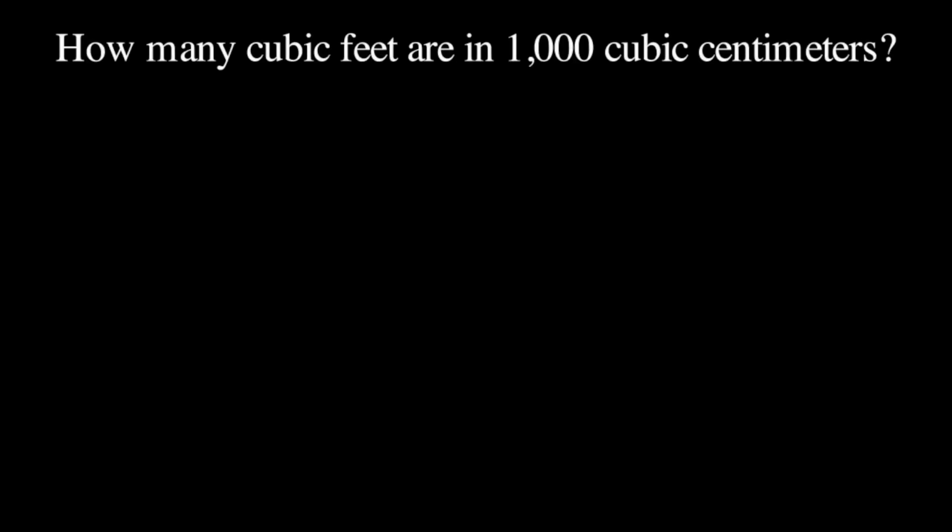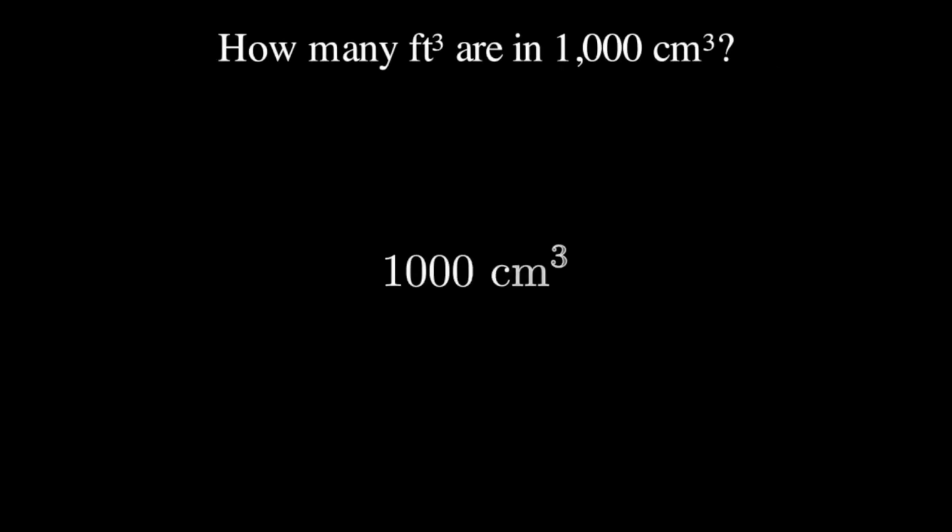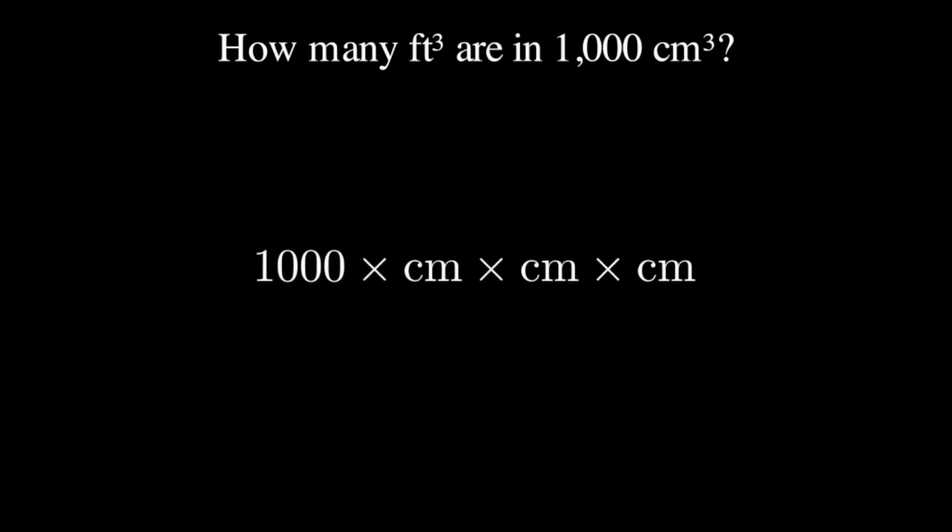Now that we've tackled area, let's move on to the third dimension, volume. Say I have 1,000 cubic centimeters, or centimeters cubed. How many cubic feet, or feet cubed, is that? In our last example, we were working with 2D. That meant our units were squared, and we had to cancel out both units. The same concept applies to 3D. We will have to cancel out 3 sets of centimeters.